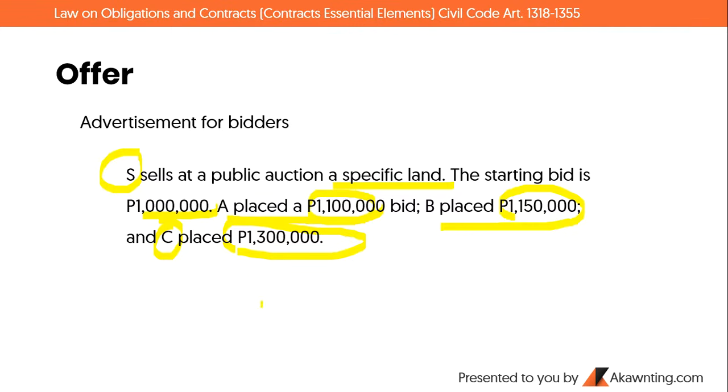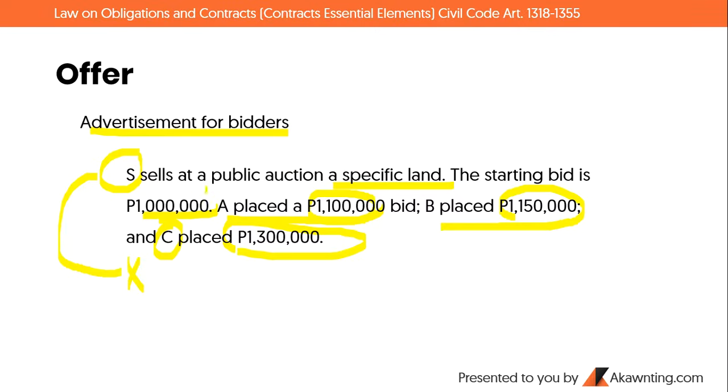So in this case, automatically ba na magkakaroon ng contract between S and C? The answer is no. In this case, meron pa ring option si S na tanggihan yung 1,300,000, because advertisement for bidders is only an invitation to make an offer.